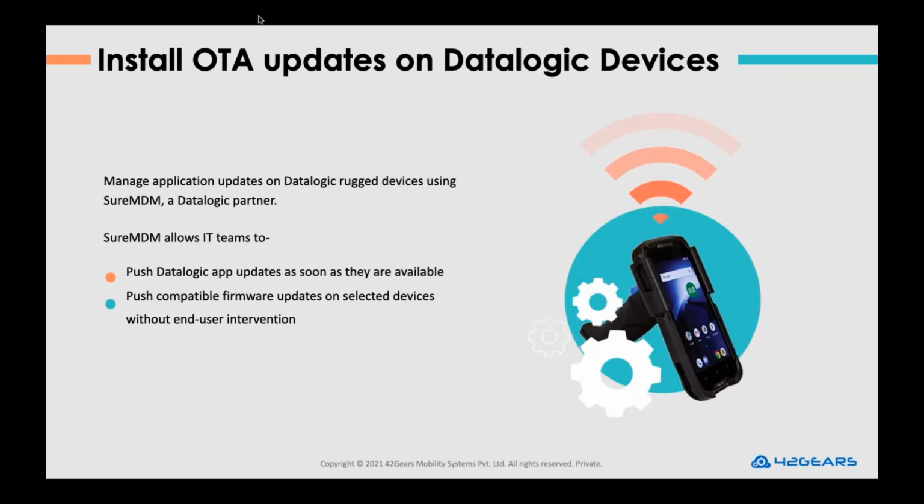With SureMDM, IT teams can push Datalogic app updates as soon as they are available, and push compatible firmware updates on selected devices without end user intervention. To start updating firmware, IT admins must download Datalogic firmware from the Datalogic developers website. Next, IT admins can create the following jobs inside the SureMDM console and then apply them in the following order.